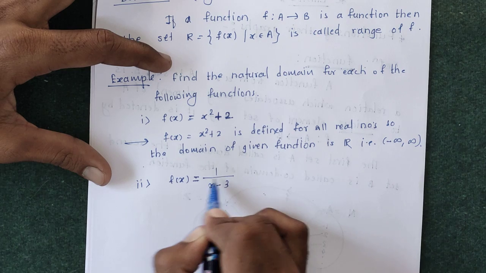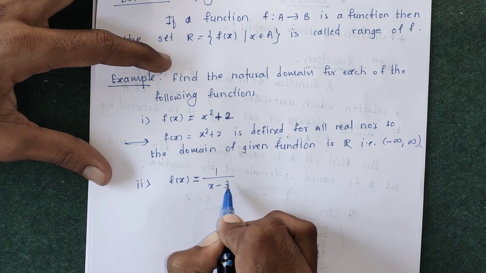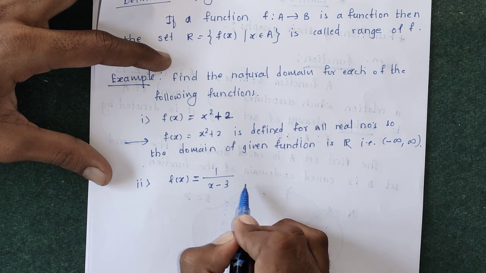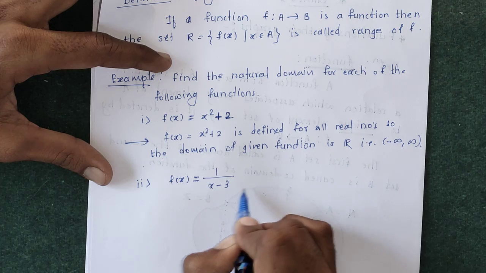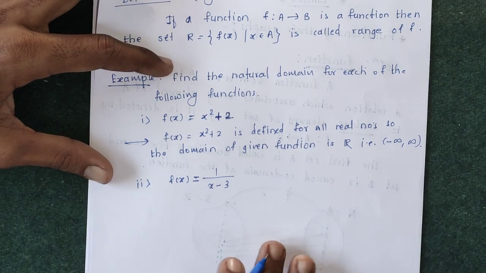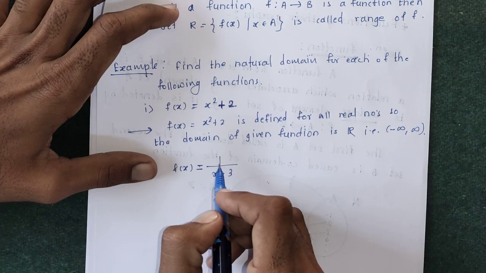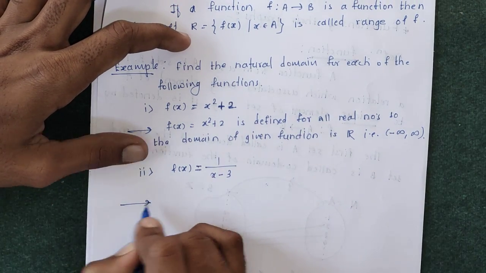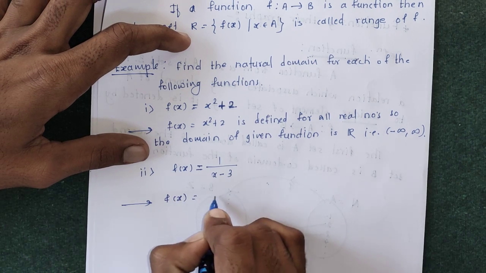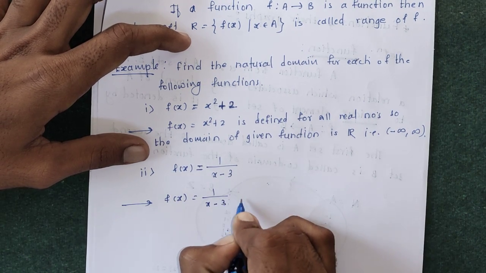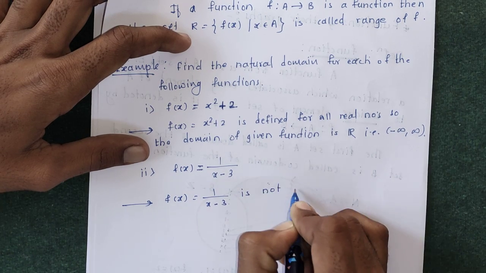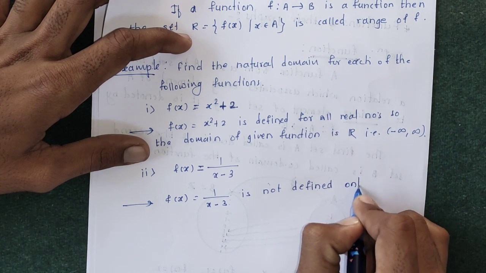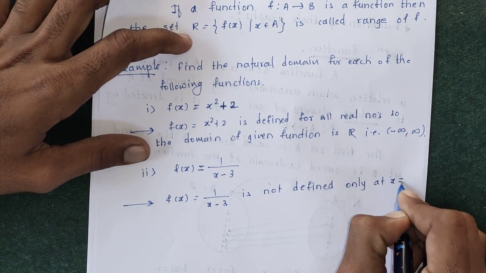This rational function is not defined whenever the denominator vanishes, that is, the denominator goes to 0. So x minus 3 is equal to 0. The function is not defined for x minus 3 equal to 0, that is for x equal to 3. So the given function f of x, which is equal to 1 upon x minus 3, is not defined only at x equal to 3.